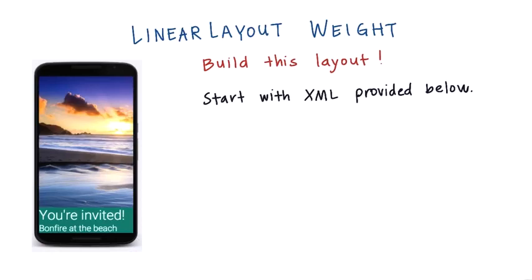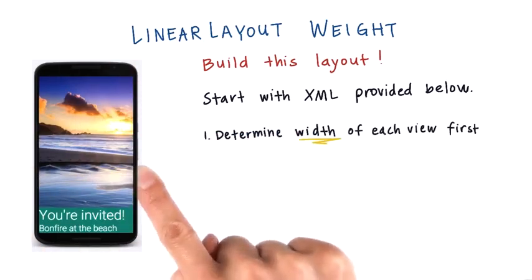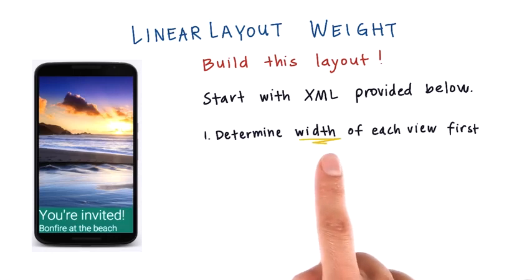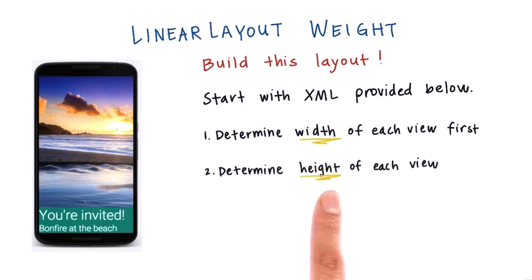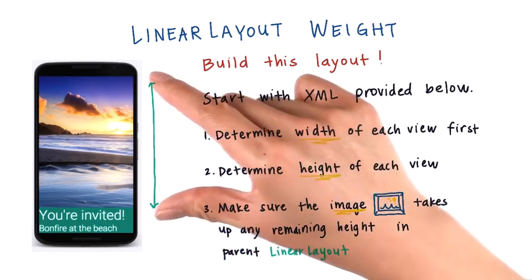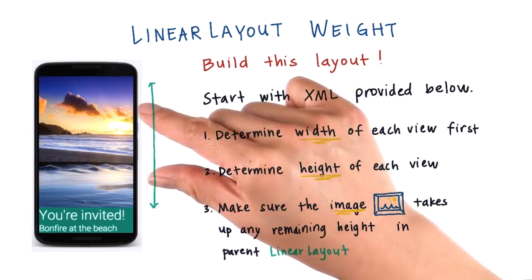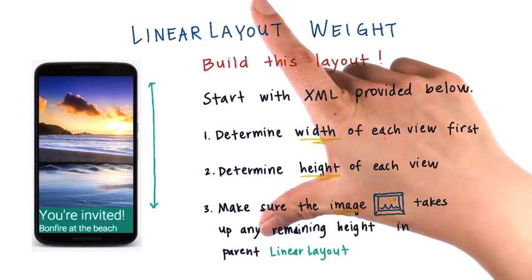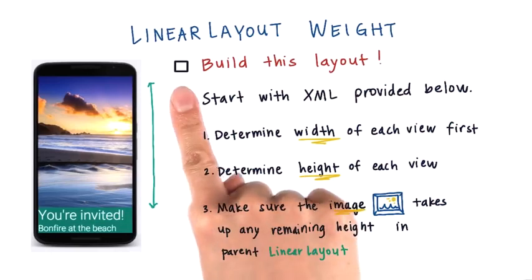Here are a couple tips. When you try to tackle something like this, try to first determine the width of each view, and then go ahead and try to determine the height of each view. Also, make sure that the image takes up any remaining height in the parent linear layout. So on a smaller screen device, it will take up less height. On a larger screen device, it will take up more height. Okay, go for it. Check this box when you're done.